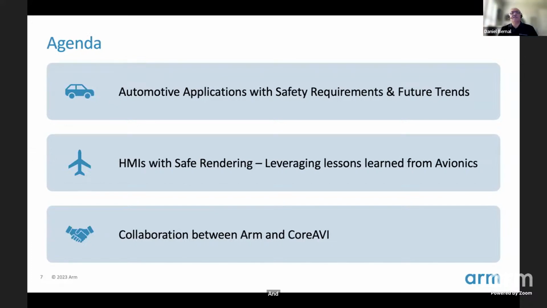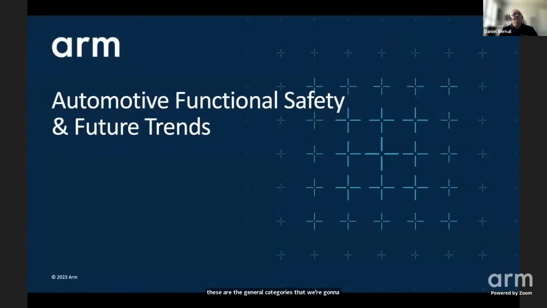Hi, Tobias, and thanks to all for joining. These are the agenda topics. I'm not going to spend too much time on this slide, but these are the general categories that we're going to dive into a little deeper today.